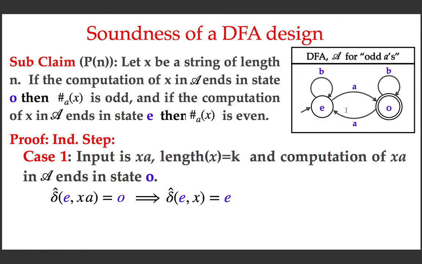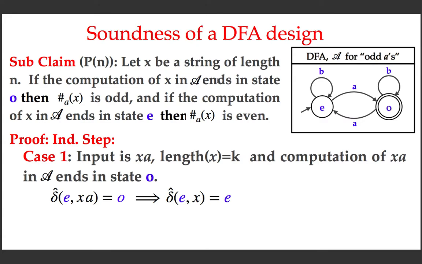This is by the given DFA definition. That means the processing of x ended in E, and that is why from E, when you processed A, you came into O, and that is why when you processed xa, you ended in O. Means when you processed x, you ended in E. This is from the definition of the DFA. Okay, this means the processing of x ended in E.